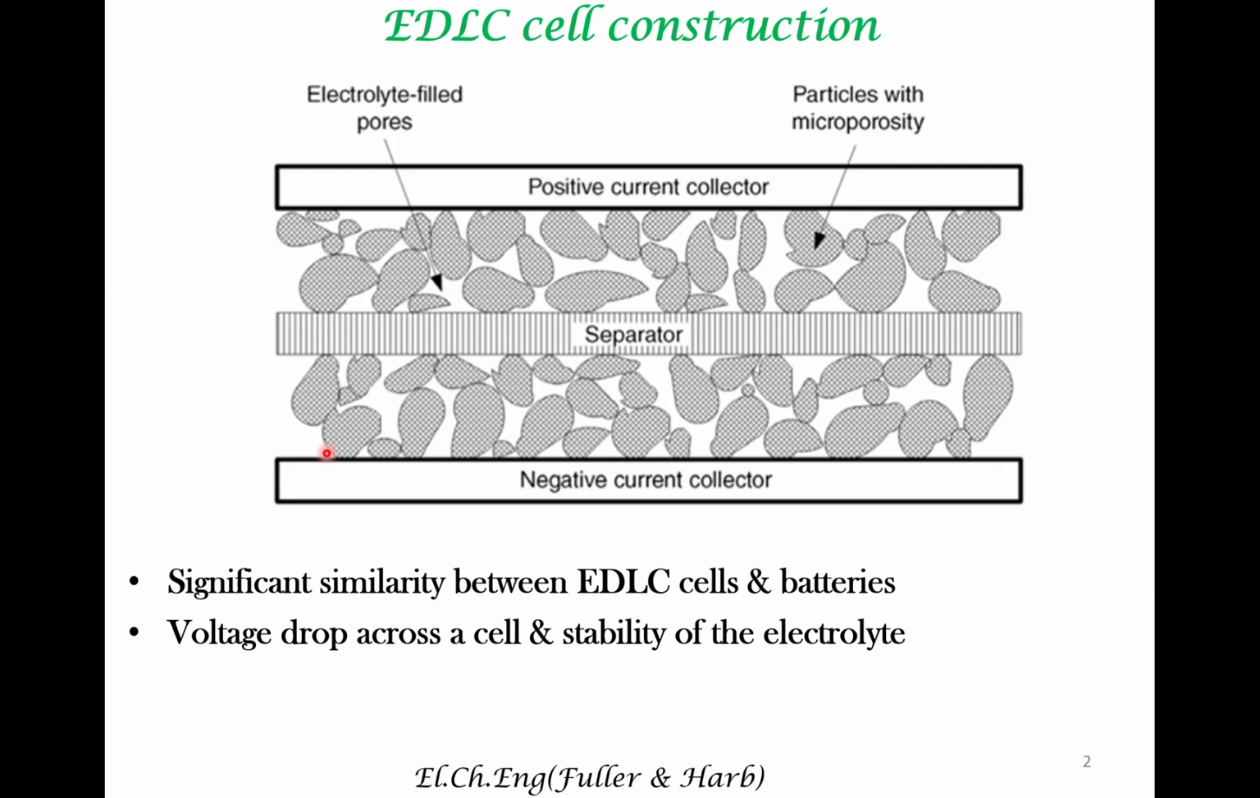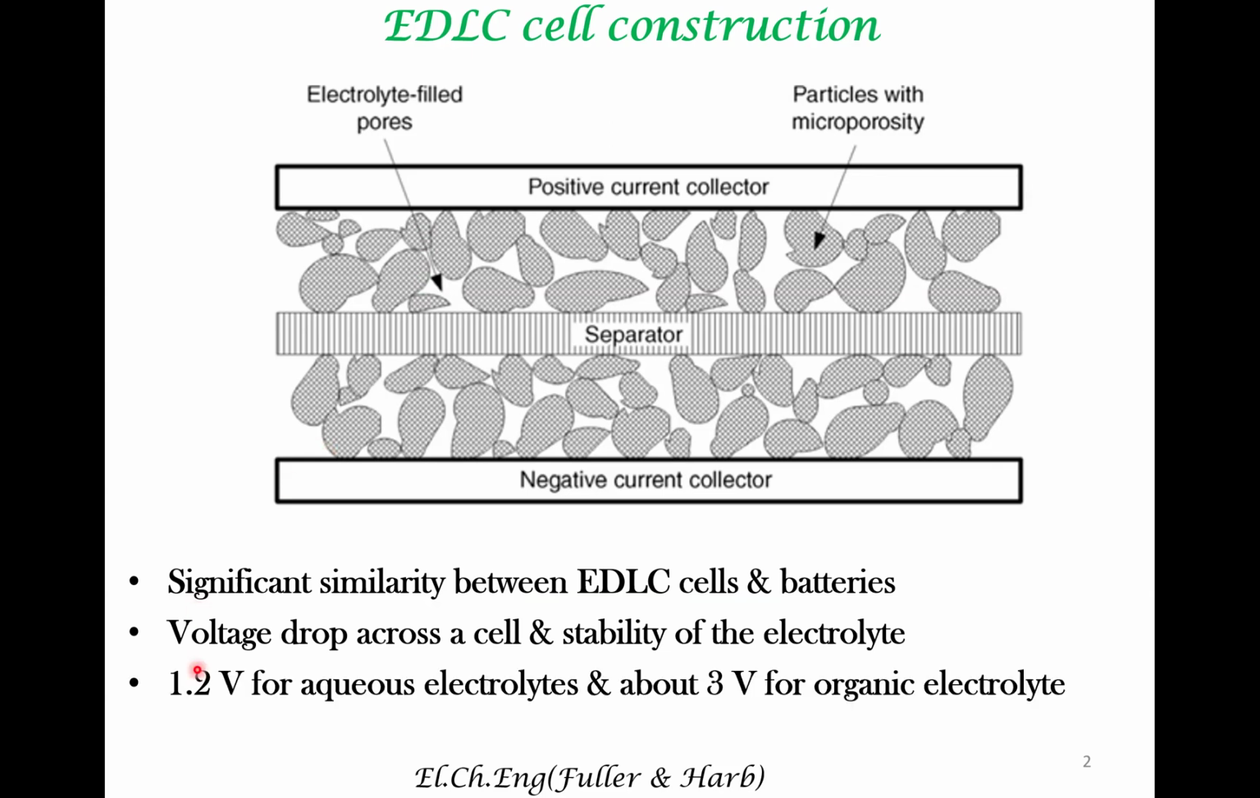For example, if it's an aqueous capacitor, the voltage drop cannot be more than 1.2 volts. So this is the dominant upper bound for voltage drop in an aqueous capacitor, whereas for an organic electrolyte capacitor, the voltage drop and the voltage window can be larger. It can be 3 volts, and there is a persistent effort to increase the voltage window so that you can store more energy in a capacitor.